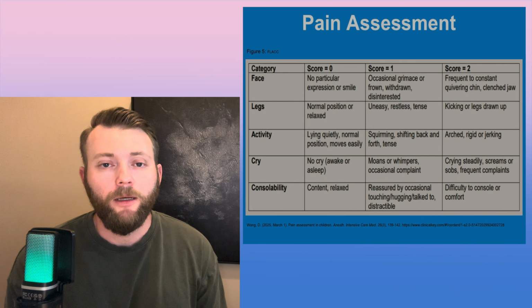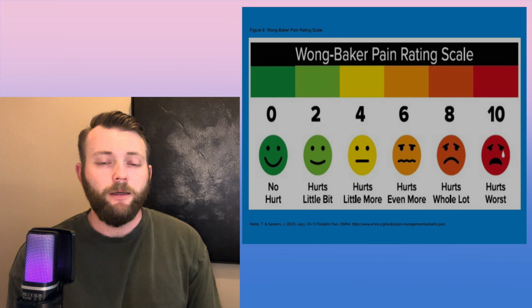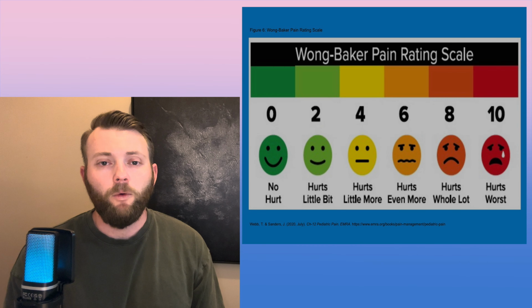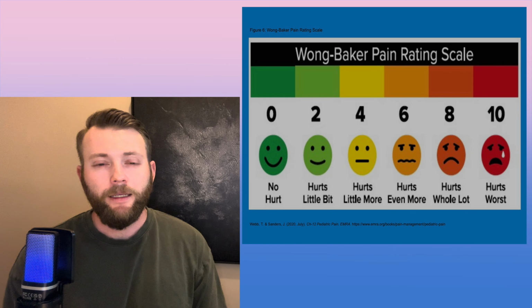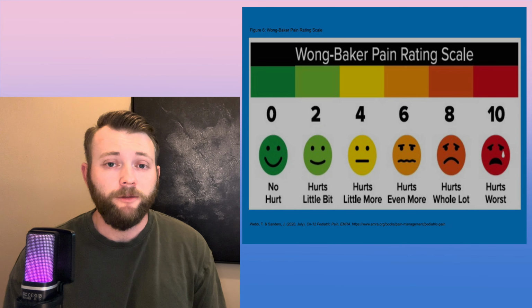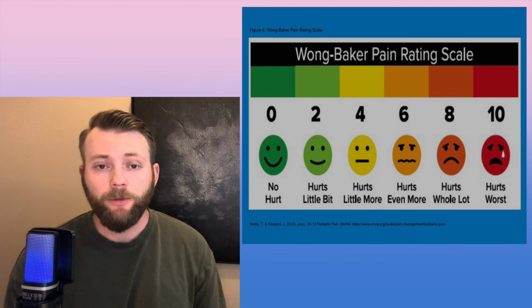As a child becomes more verbal and able to self-report pain, we can move to a more simplistic pain rating scale, such as the Wong-Baker face rating scale. The way that we would use this scale is to ask the child to select the face that reports their pain. Caregivers can help with this, but we have to be careful with leading questions or pointing to a face before the patient's been able to identify it.